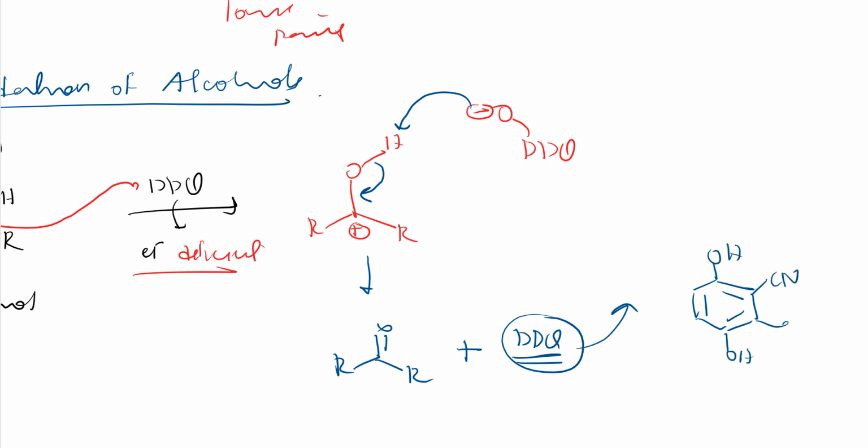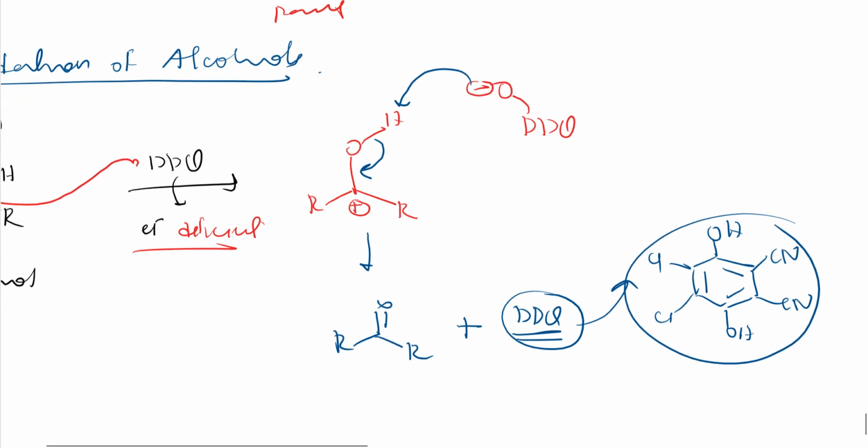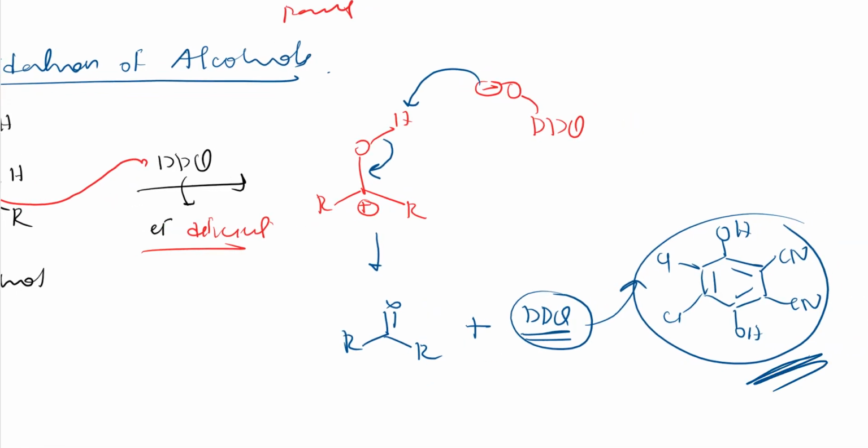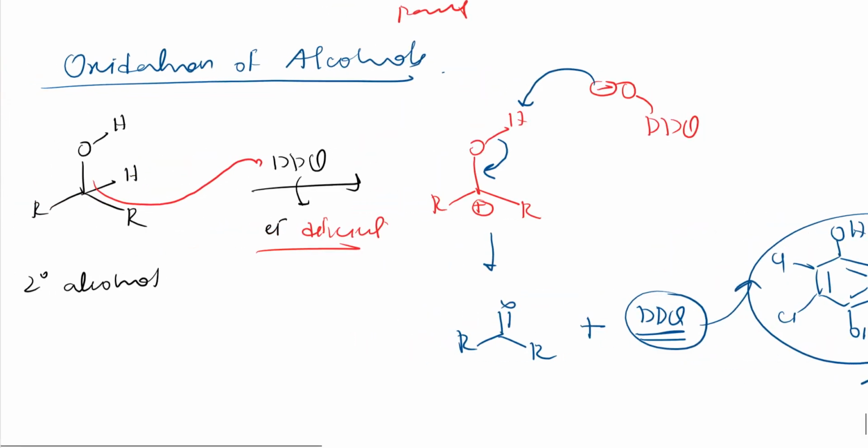CN, CN, Cl, Cl, right? So how this happened I have told in the mechanism, right? In this class also I have told, and in the previous video also I have told, right? Right at the start I started with this, how DDQ is aromatized, right? So this is the oxidation of alcohols.